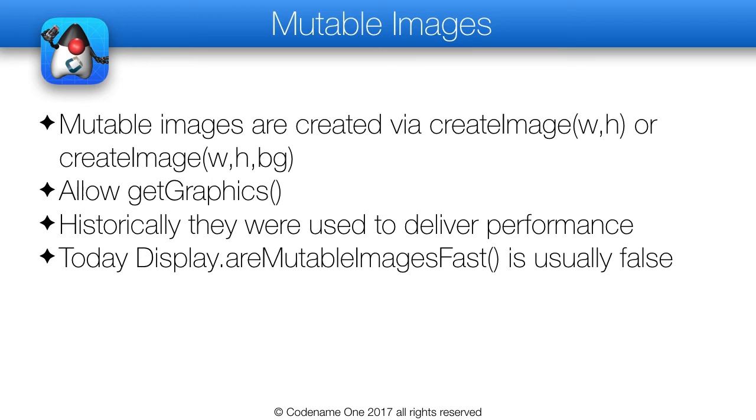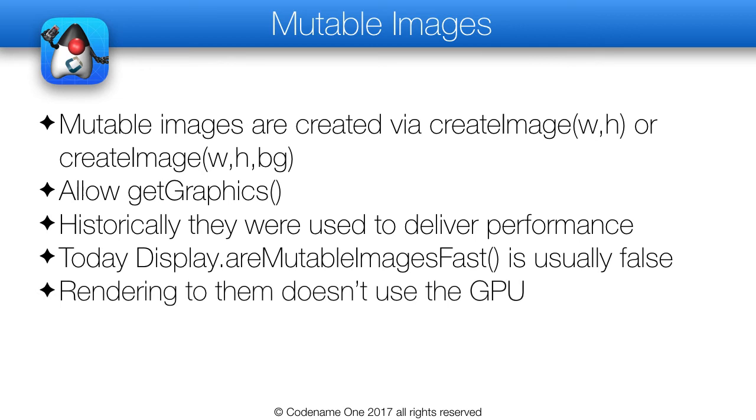We even have an API in Display to detect that: Display.getInstance().areMutableImagesFast(). This usually returns false on iOS and Android. On iOS, creating a mutable image is even slower and might cause a noticeable rendering delay if we are creating a large image. To understand why, we need to understand how modern rendering works.